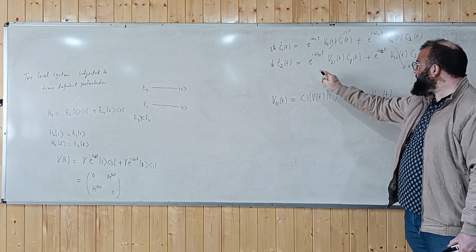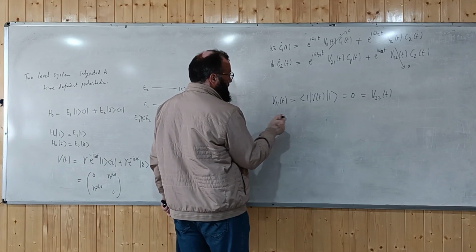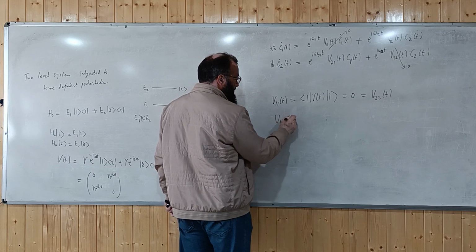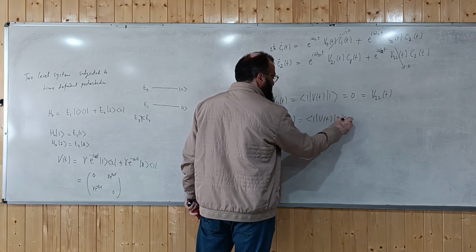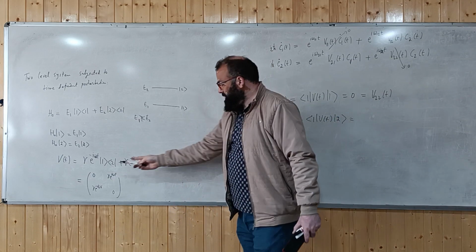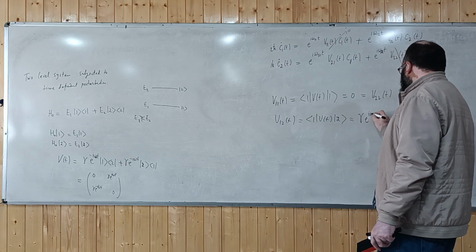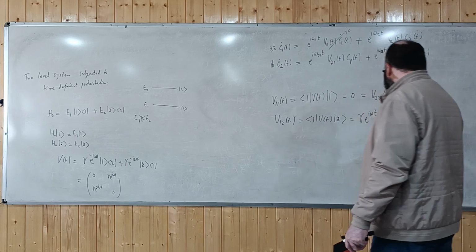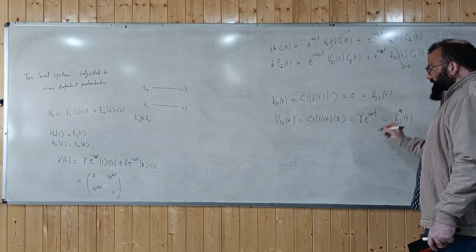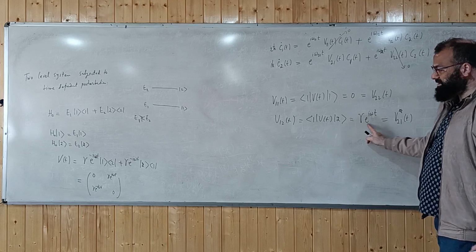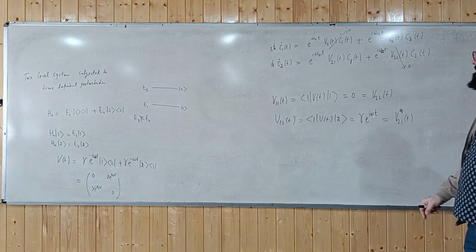So now let's look at this V12. Let's write V12 of t. So what is that? ⟨1|V(t)|2⟩. So how much is that? 1 and 2 means this very term. So it is gamma e raised to i omega t. That is simply equal to the star of V21(t). If I calculate V21, that will be e raised to minus i omega t, which is the complex conjugate of this.